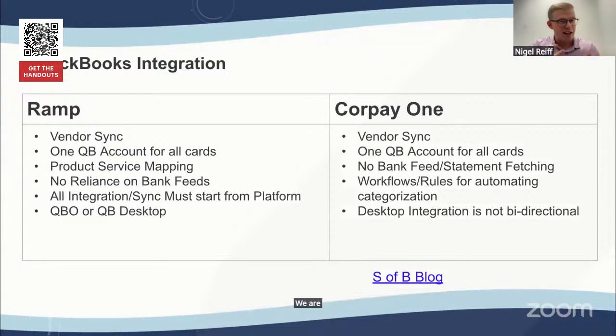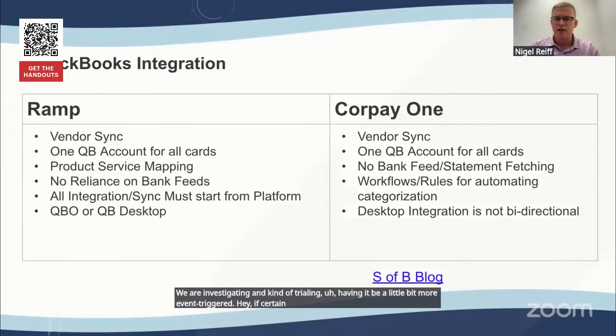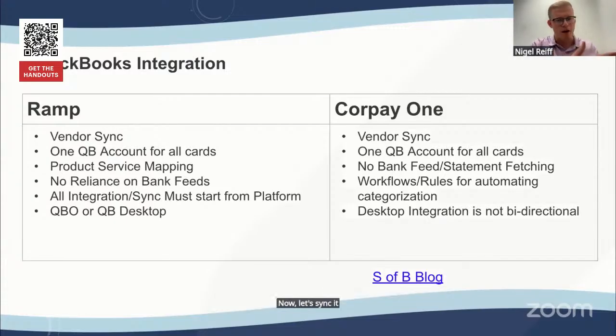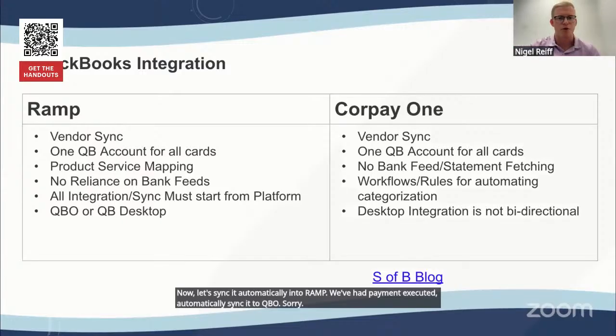We are investigating and trialing having it be a little more event triggered: if certain qualifications are met, let's just sync that automatically. However, with bills and bill payments, that is going to trigger automatically out of Ramp after you hit a certain event. My bill's been fully approved, now let's sync it automatically to Ramp. We've had payment executed, automatically sync it to QBO. Sorry, I meant to say sync both the bill and bill payment into QBO.